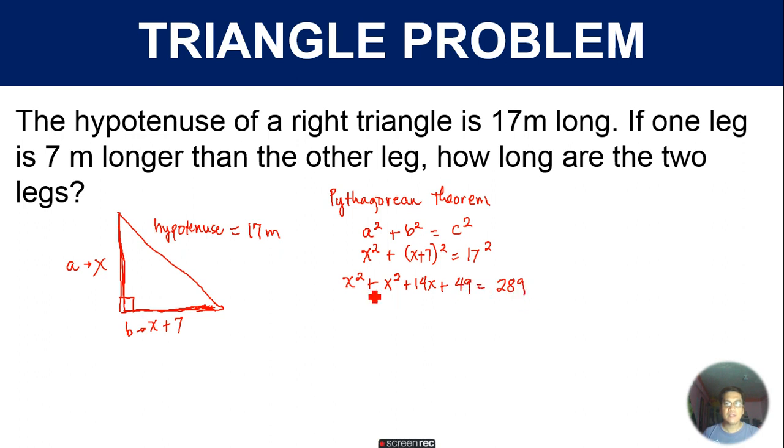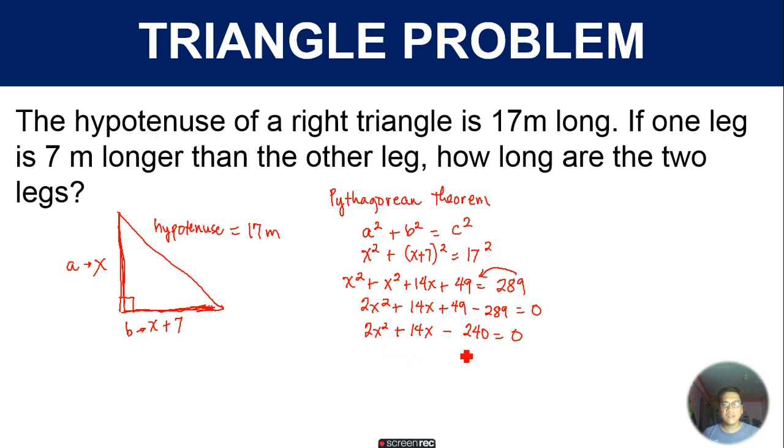289. Okay, so we're now going to simplify. So, x squared plus x squared is equal to 2x squared, plus 14x plus 49. And then, you transpose 289 to the other side, making it negative 289 is equal to 0. Let's now again simplify. So, this will be 2x squared plus 14x, and 49 minus 289 will be negative 240, equals 0.